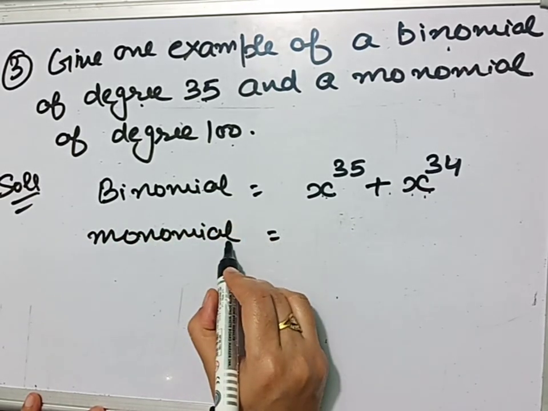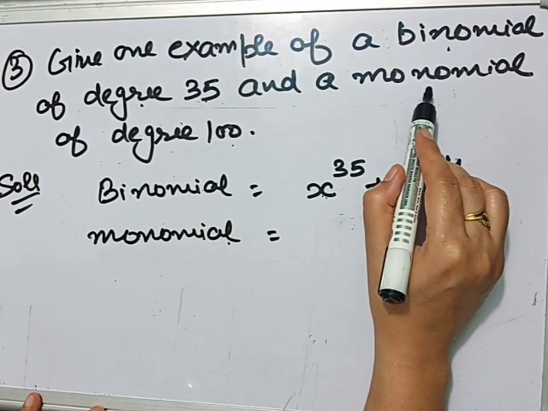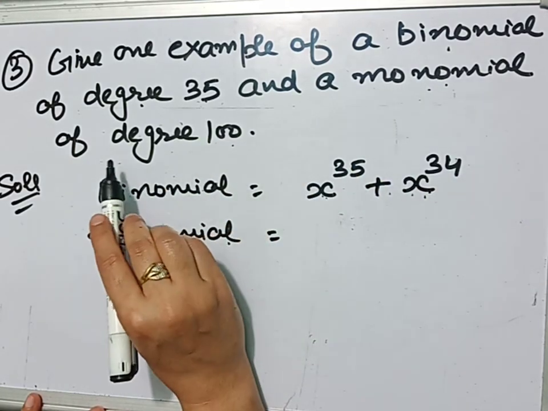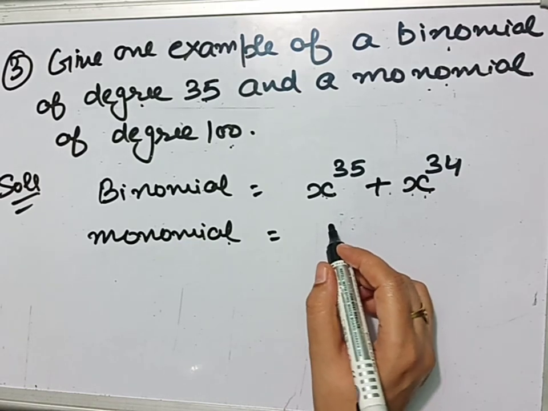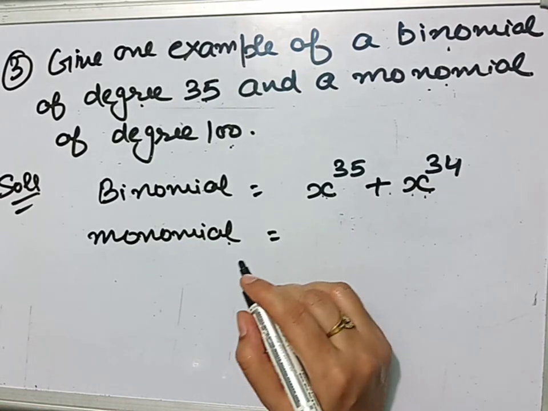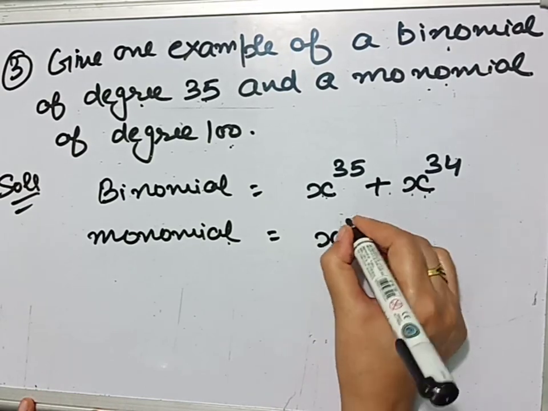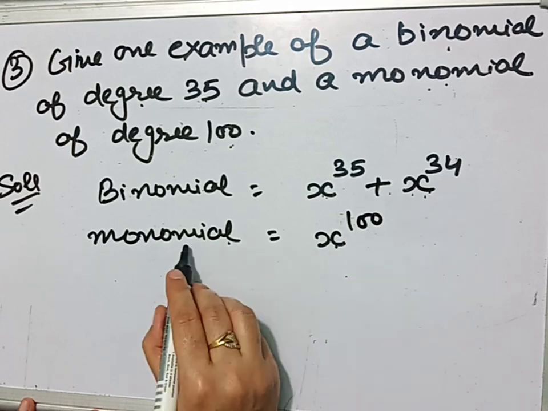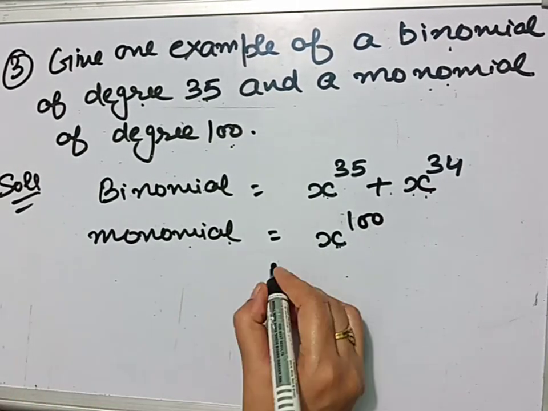Now monomial. Monomial means only a single term. When a single term is in the polynomial, then that polynomial is called monomial. We have to write degree 100. Now you can take any variable again, x, y, z, a, b, c. You can write any alphabet. Now I am writing here x raising to power 100. Only one term I have to write in the polynomial. That's why no other term I will write in this monomial.